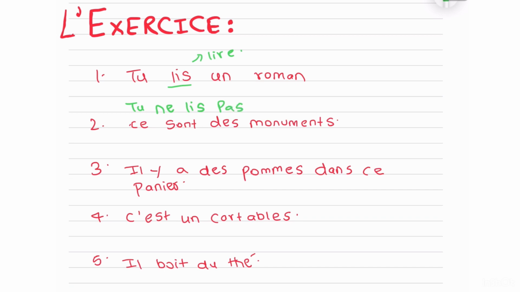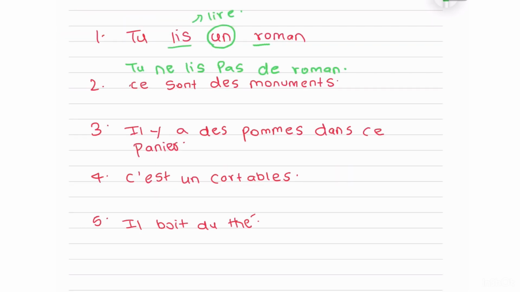Then I have to identify if there's article indéfini or partitif in it. It is there. So we have un here. Now the rule says if your verb is not être, you will make this un into de or d apostrophe. So I get de roman. Now second sentence, ce sont des monuments. That is, these are some monuments.